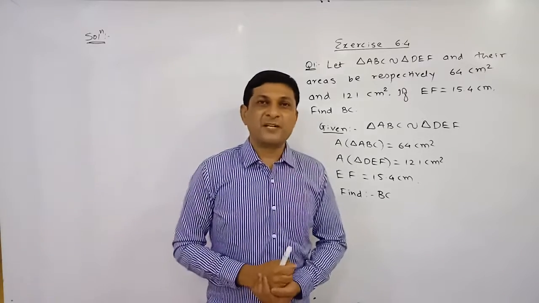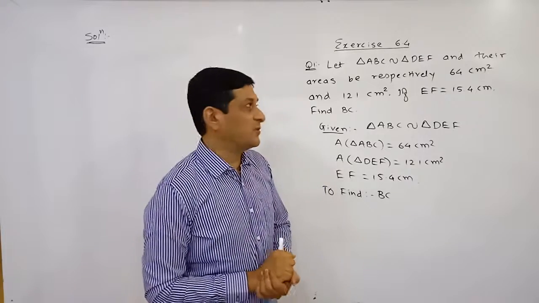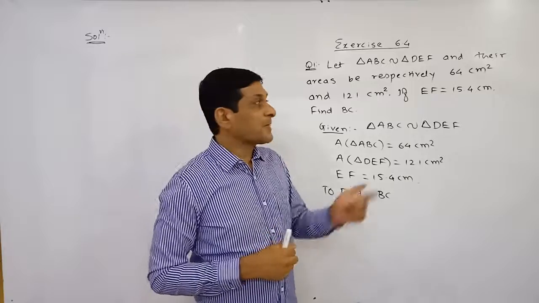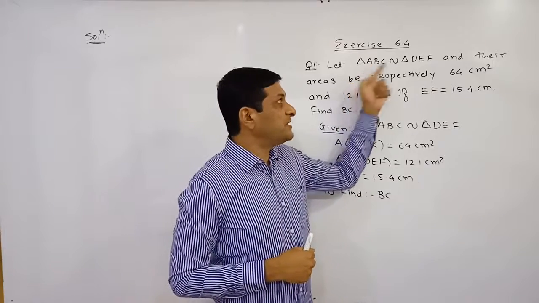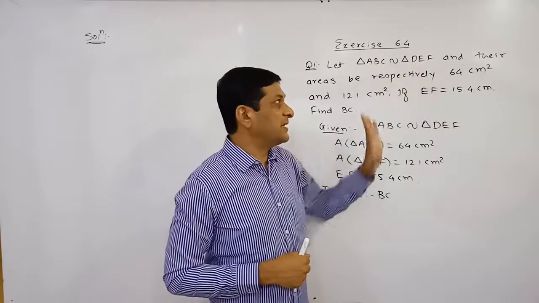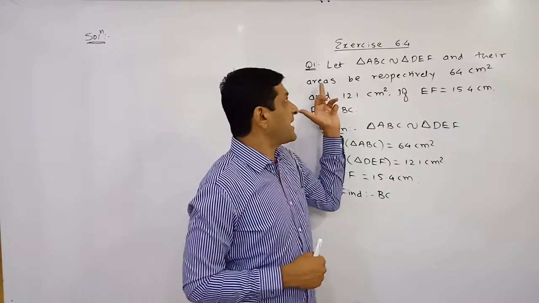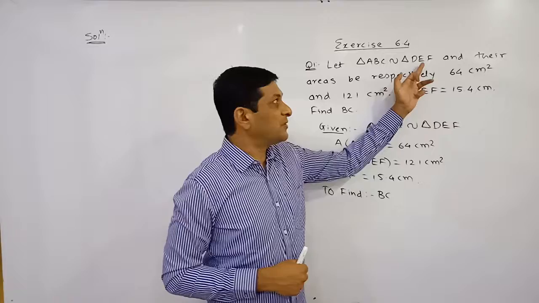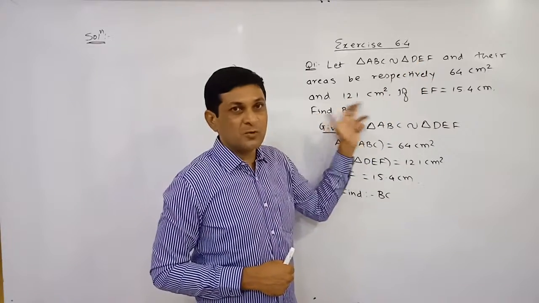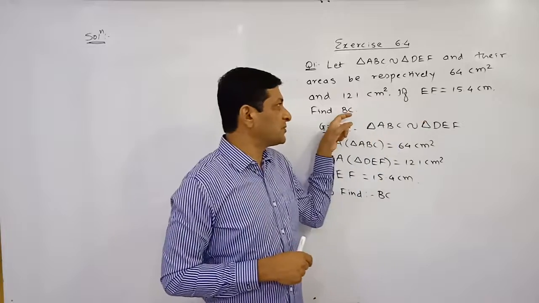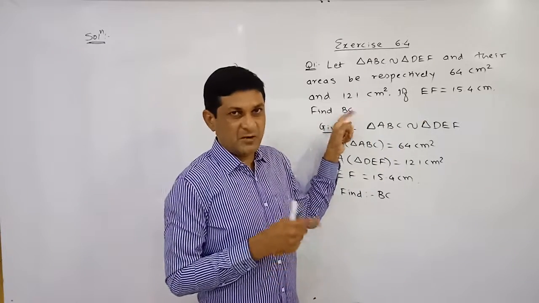Hello friends, now we are starting exercise 6.4. Observe the first example from this exercise. It is given to us that triangle ABC and triangle DEF are similar, and that the area of triangle ABC is equal to 64 and the area of triangle DEF is equal to 121 centimeter square. Again, EF is given to us. Using these conditions we have to find out BC.